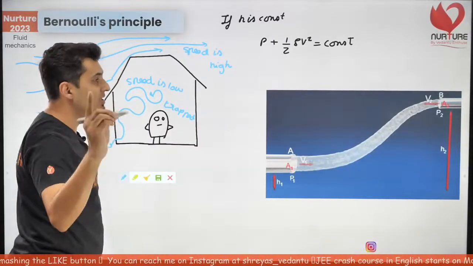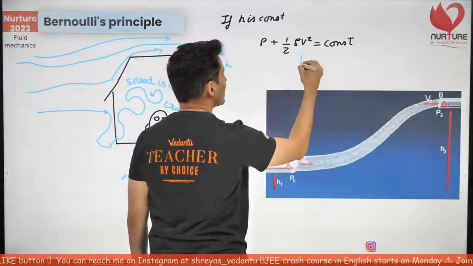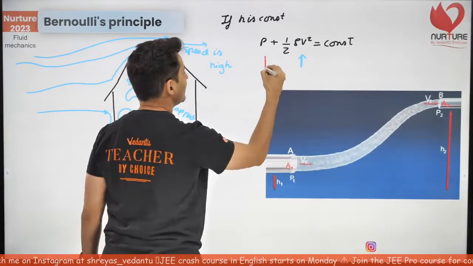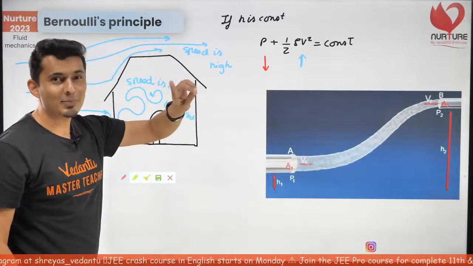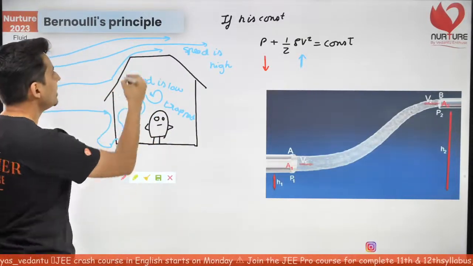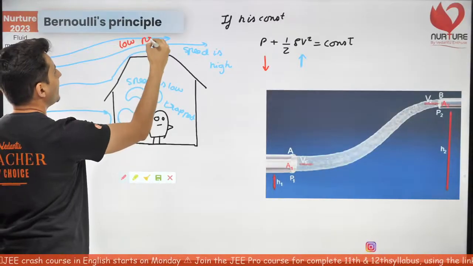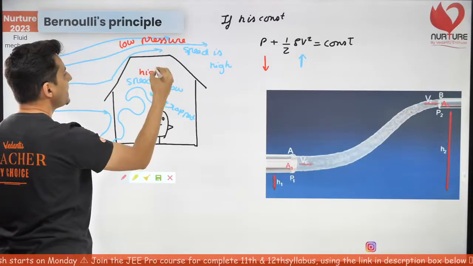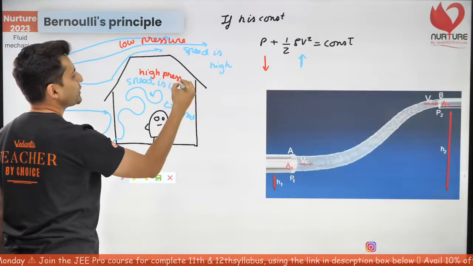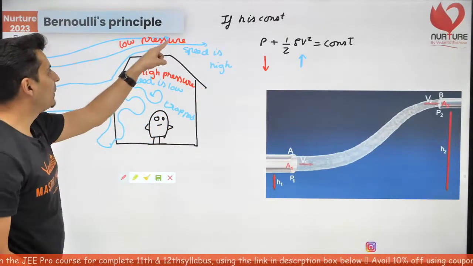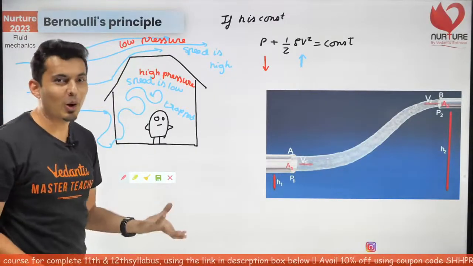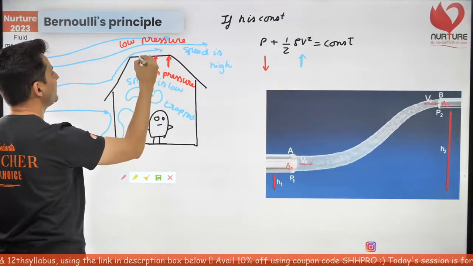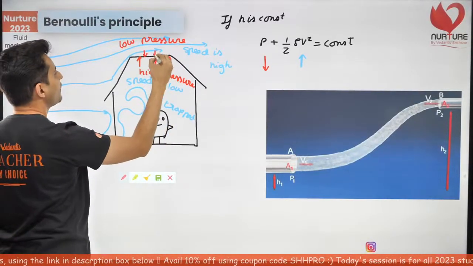And what did I tell you about speed and pressure? If the speed is more, then the pressure is less. Speed is more, pressure is less. So from the top you have a low pressure area, and from the bottom you have a high pressure area. So what happens now? You have low pressure from the top and high pressure from the bottom, so you will have more force from the bottom as compared to the force from the top.